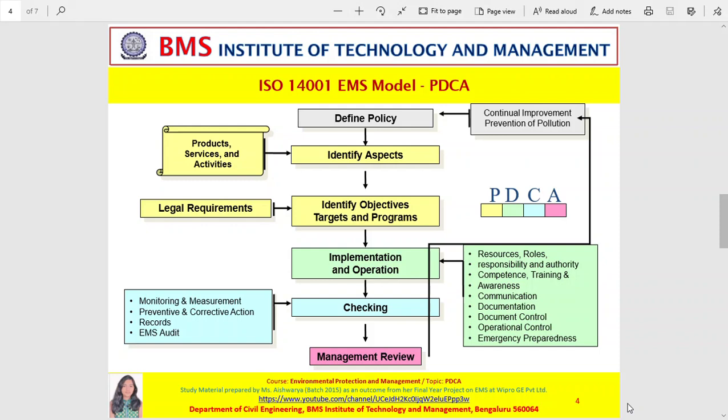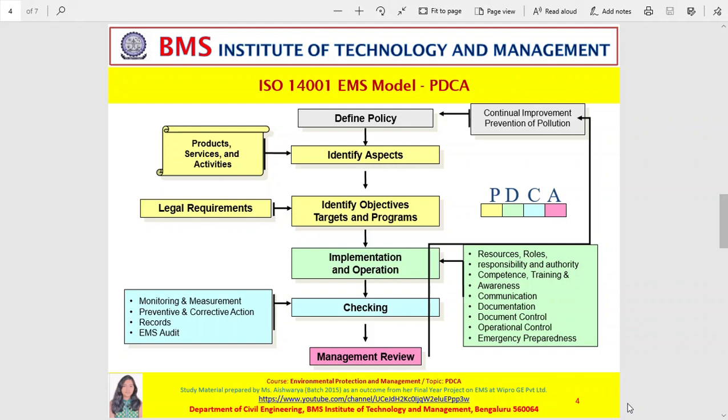Now, what is ISO 14001? Before that, ISO stands for International Organization for Standardization. This is an organization based in Geneva, Switzerland, which develops standards for various products, processes, and industries. The ISO 14001 specifies the standard for the establishment and maintenance of an EMS.